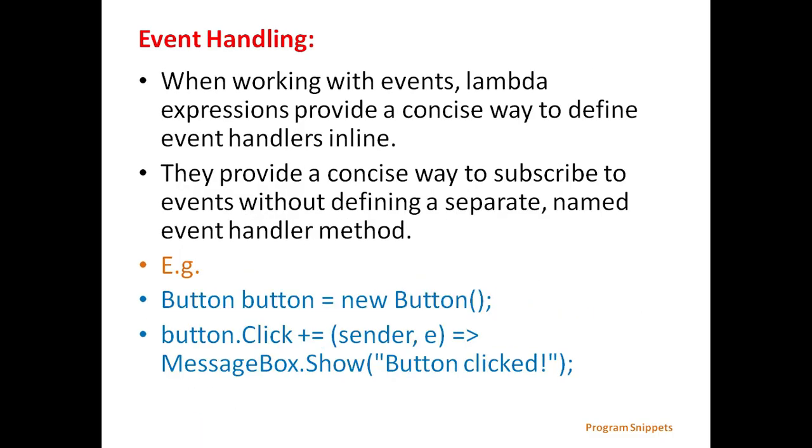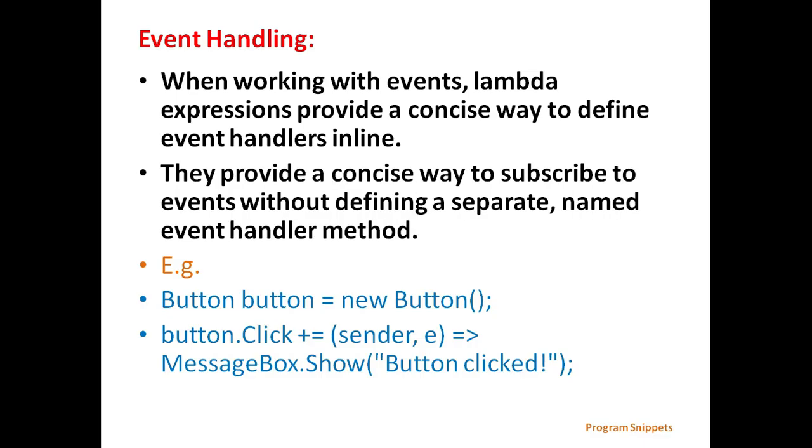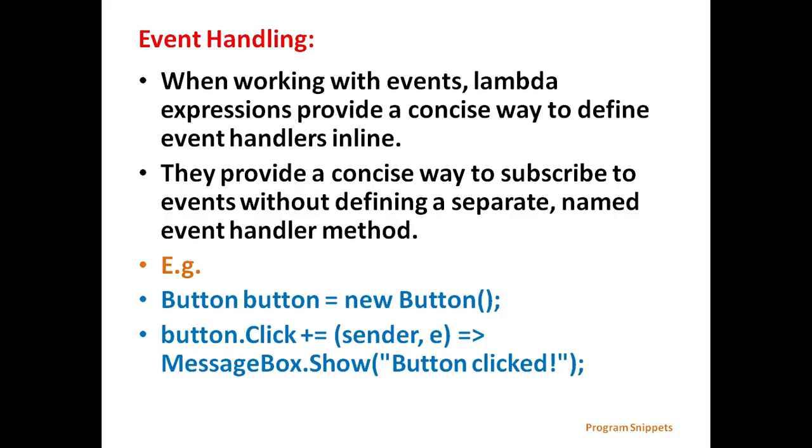Then event handling. When working with events, lambda expressions provide a concise way to define event handlers inline. They provide a concise way to describe events without defining a separate named event handler method. For example, first we'll add a new button, and for the button click event we'll call the lambda function as sender, e. That sender is the button name, e is the event, and with the lambda operator we'll execute button clicked.